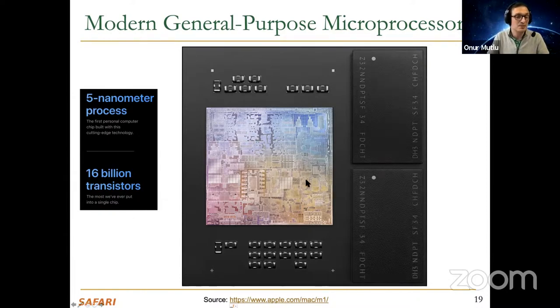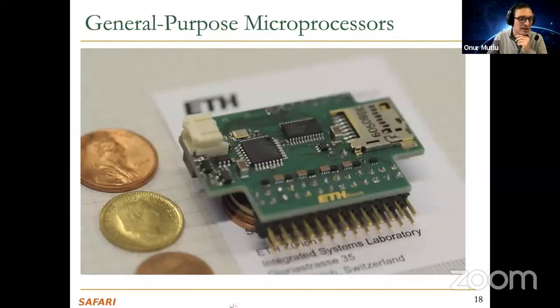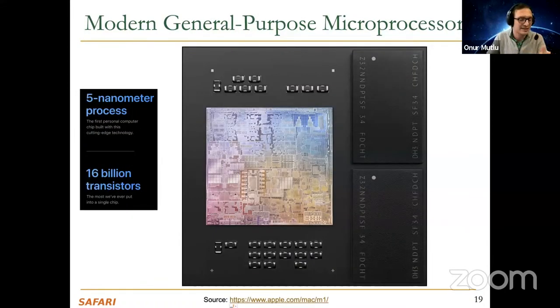But this is a general purpose microprocessor. Actually, that's not exactly true. The core of this is a general purpose microprocessor, as we will see in a little bit, and it can execute any application. You can see this is one of the cutting edge general purpose microprocessors. The feature size of the transistors is very small. 5 nanometer refers essentially to the length or width of the transistors. And you can see that there are 16 billion transistors. This is not the biggest chip.